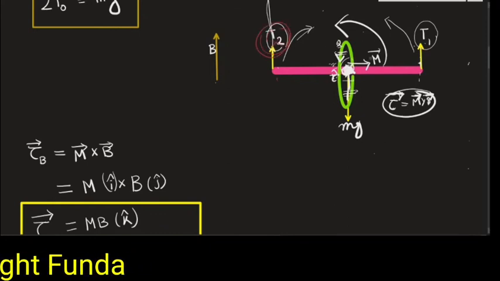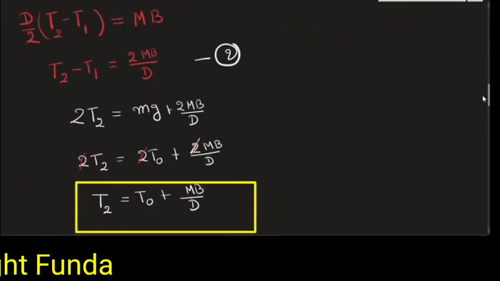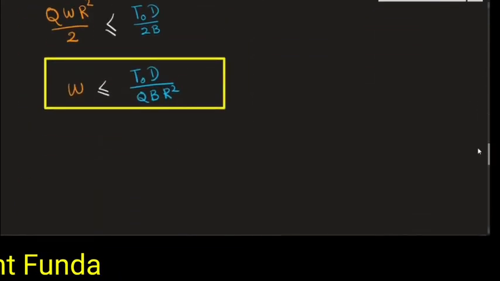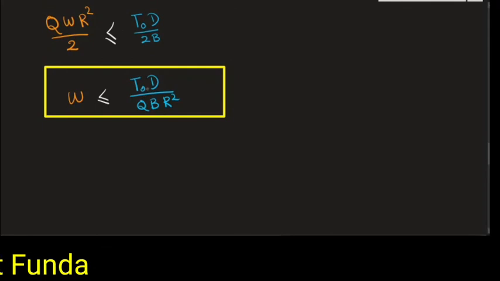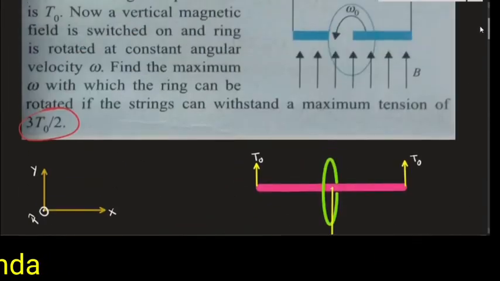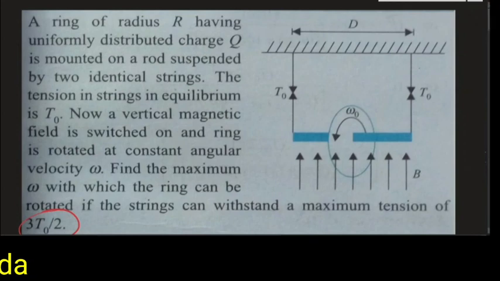So without breaking the system, we can give a maximum angular velocity in terms of T0, the breaking strength, D, the distance separated to the point of suspension, Q, the charge in the ring, B, the uniform magnetic field acting in the upward direction, and R, the radius of the ring, so that this will remain in equilibrium. This is a very nice question. Hope you have enjoyed the solution.